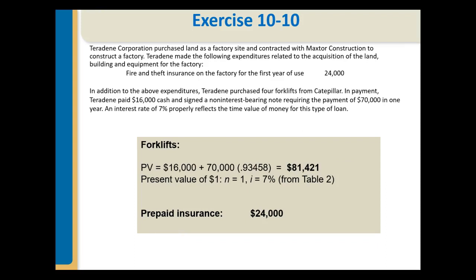$5,000. Then last, the forklifts, we're going to show the cost we initially paid plus the present value of $70,000 in a year from now. So the number of periods is a year, the interest rate is 7%. So the $16,000 plus the present value of that one lump sum payment in 1 year from now is $81,421. Now the last piece, prepaid insurance, would be recorded as an asset since we're prepaying the insurance for an entire year.